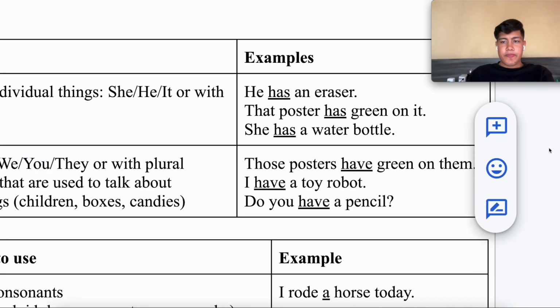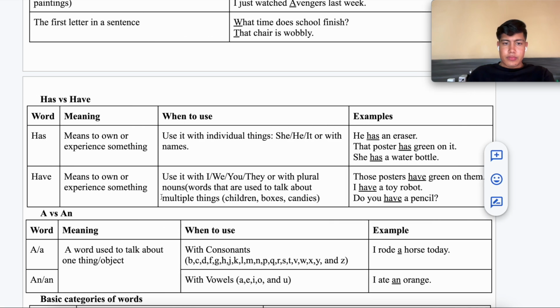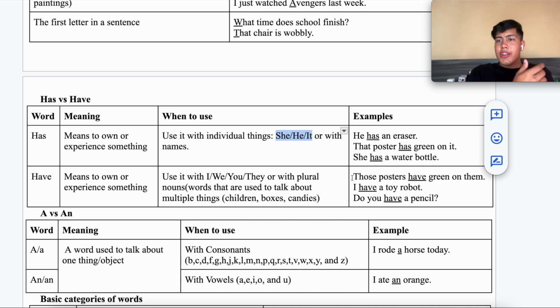So let's look at these examples. Those posters have green on them. I have a toy robot. Do you have a pencil? So these are essentially all the cases where you're going to be using has or have. When you're talking about an individual item or an individual, you will almost always use has. The exception being you, or when you're talking about yourself without your name. You're talking about I or we.